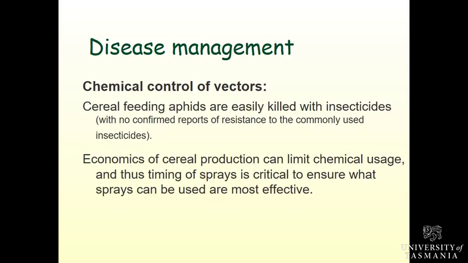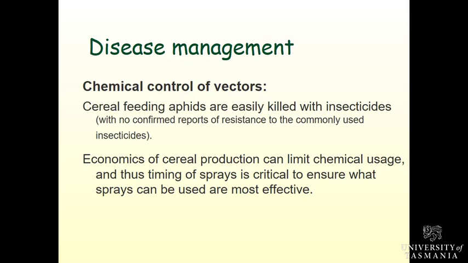We mentioned insecticides. Insecticides can also be quite effective. It's easy to kill cereal aphids. To date, at least, there's no confirmed reports of resistance, although that might have changed. So insecticide treatments can be useful. Whether you use them or not depends on your economics. So obviously, if barley's got a good price in the market, you can afford to put a spray or two on. If you're getting a marginal return, then you've got to weigh up the cost versus the benefit of the treatment.